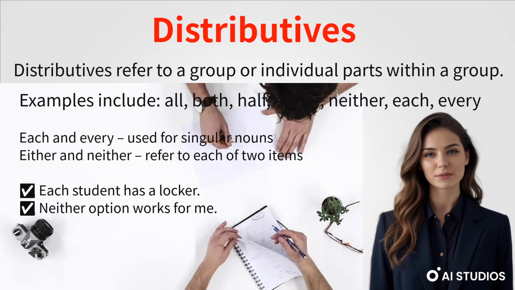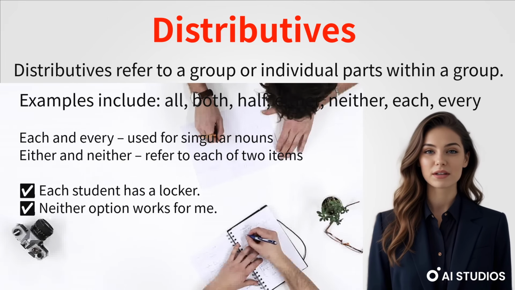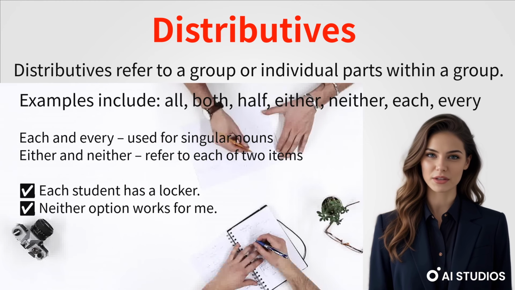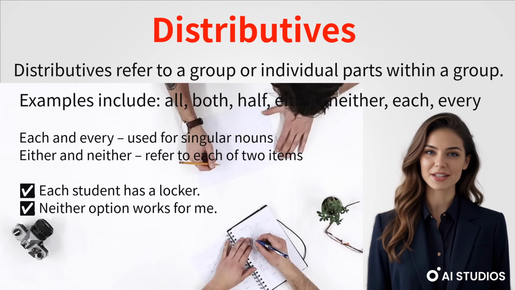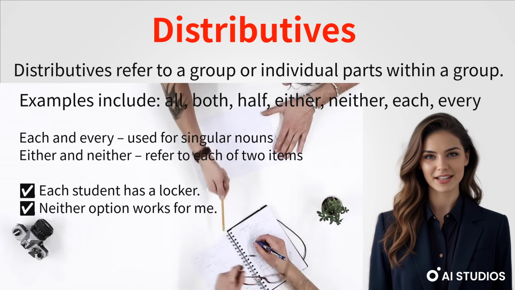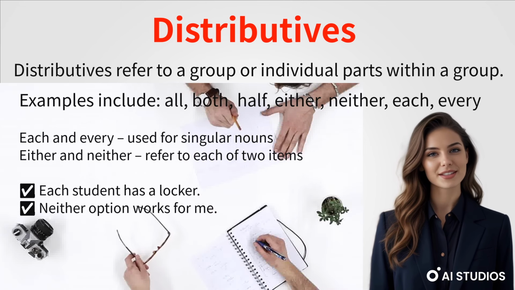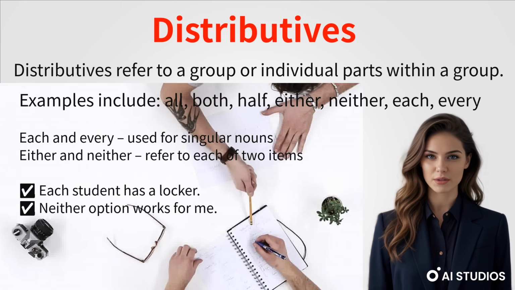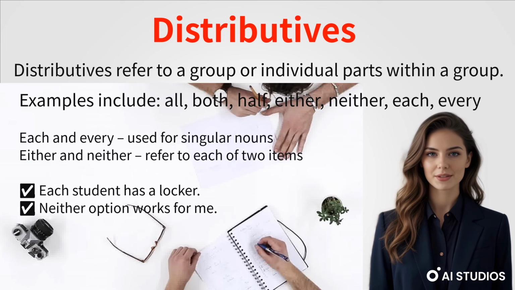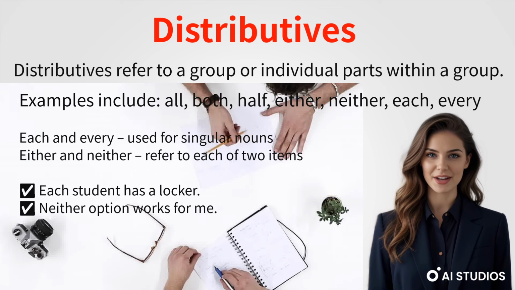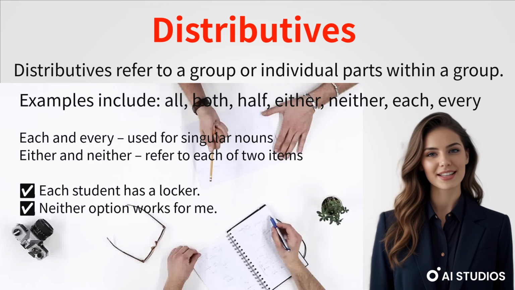Distributives refer to a group or individual parts within a group. Examples include all, both, half, either, neither, each, every. Each and every are used for singular nouns. Either and neither refer to each of 2 items. For example, each student has a locker. Neither option works for me.